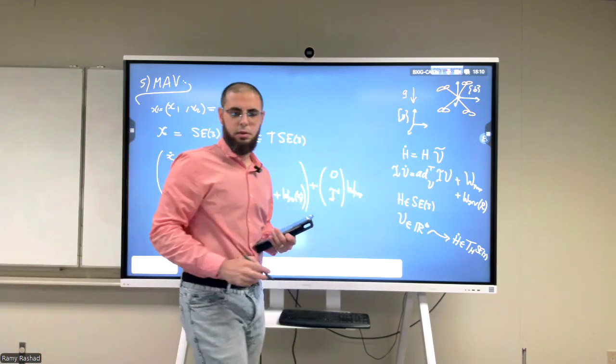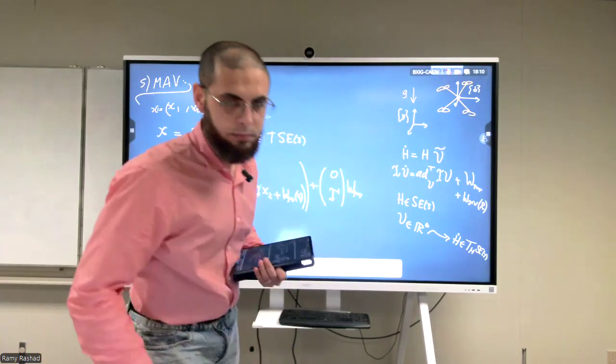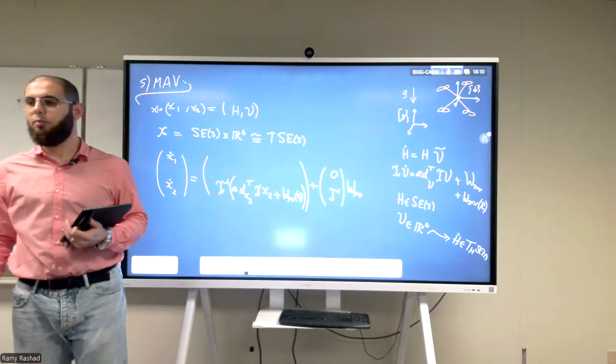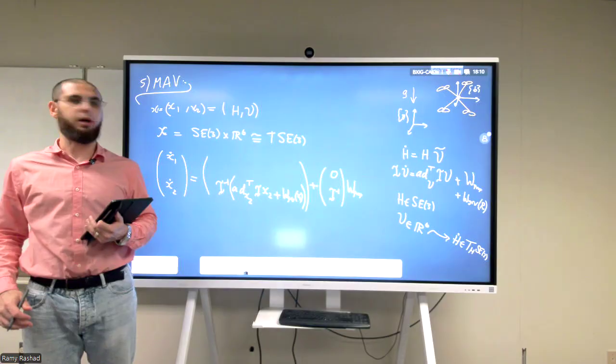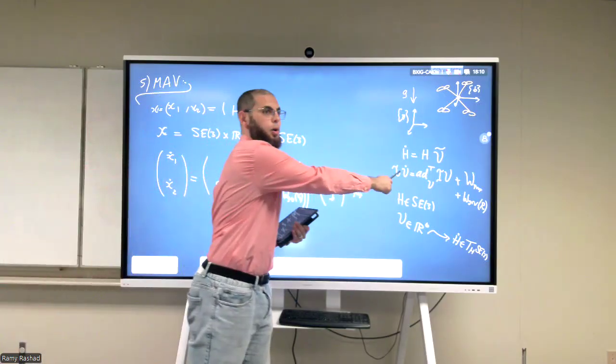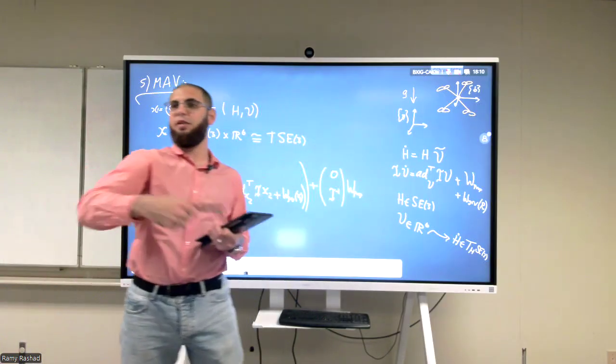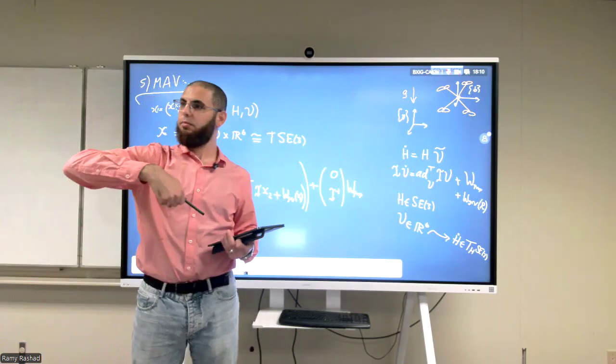It had a name. What did we call it? We called it Euler-Poincaré equation. So this is the Euler-Poincaré equation that describes the evolution of a rigid body in the body frame.